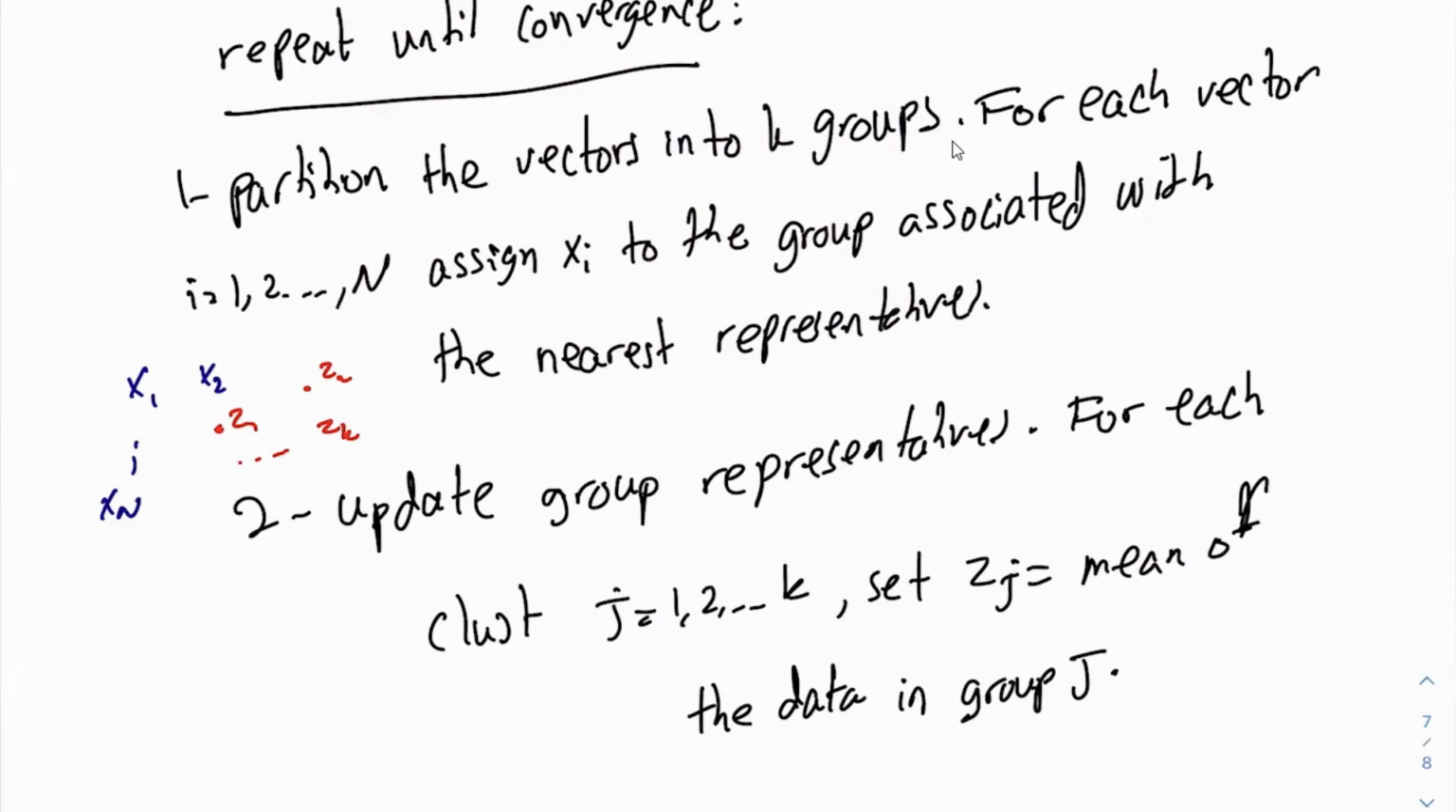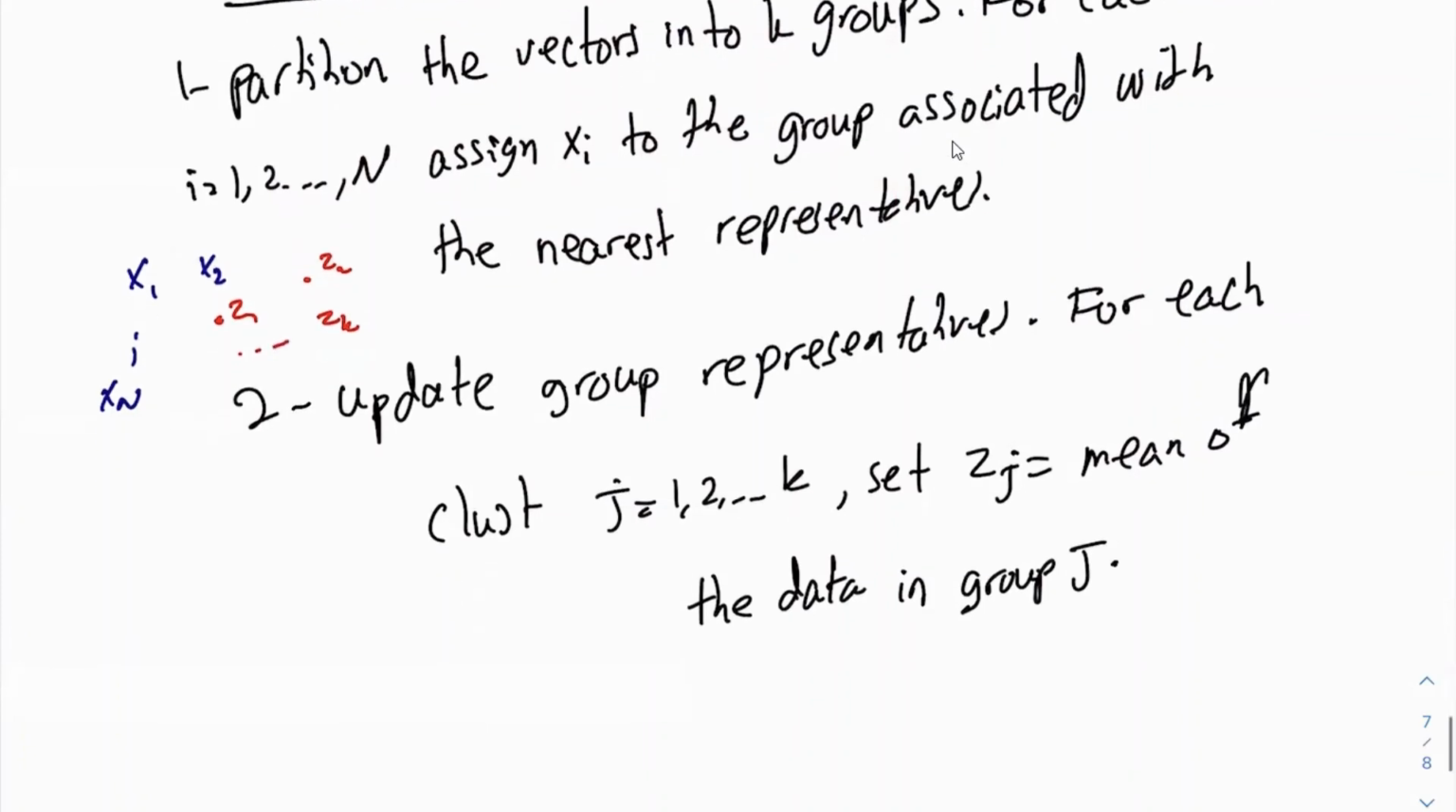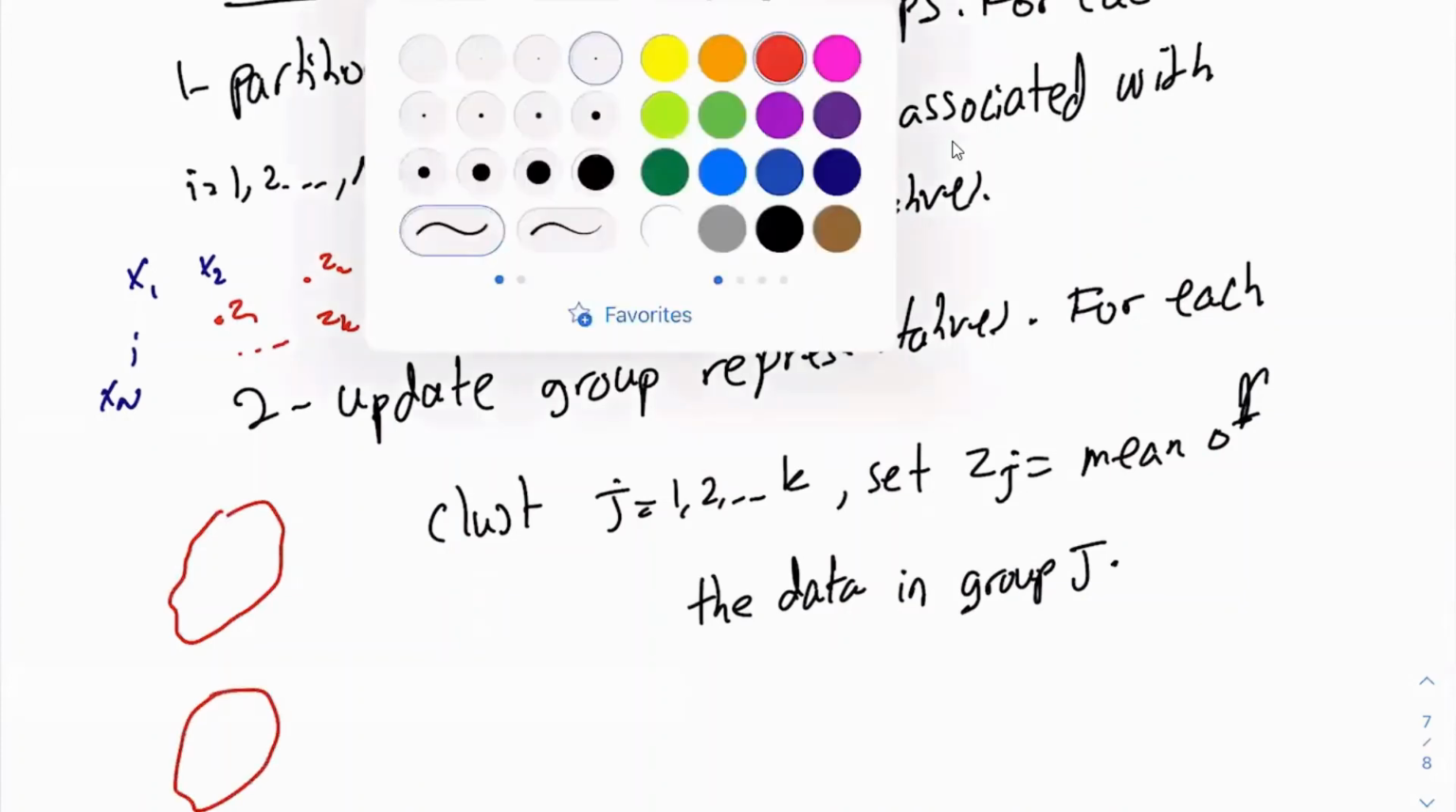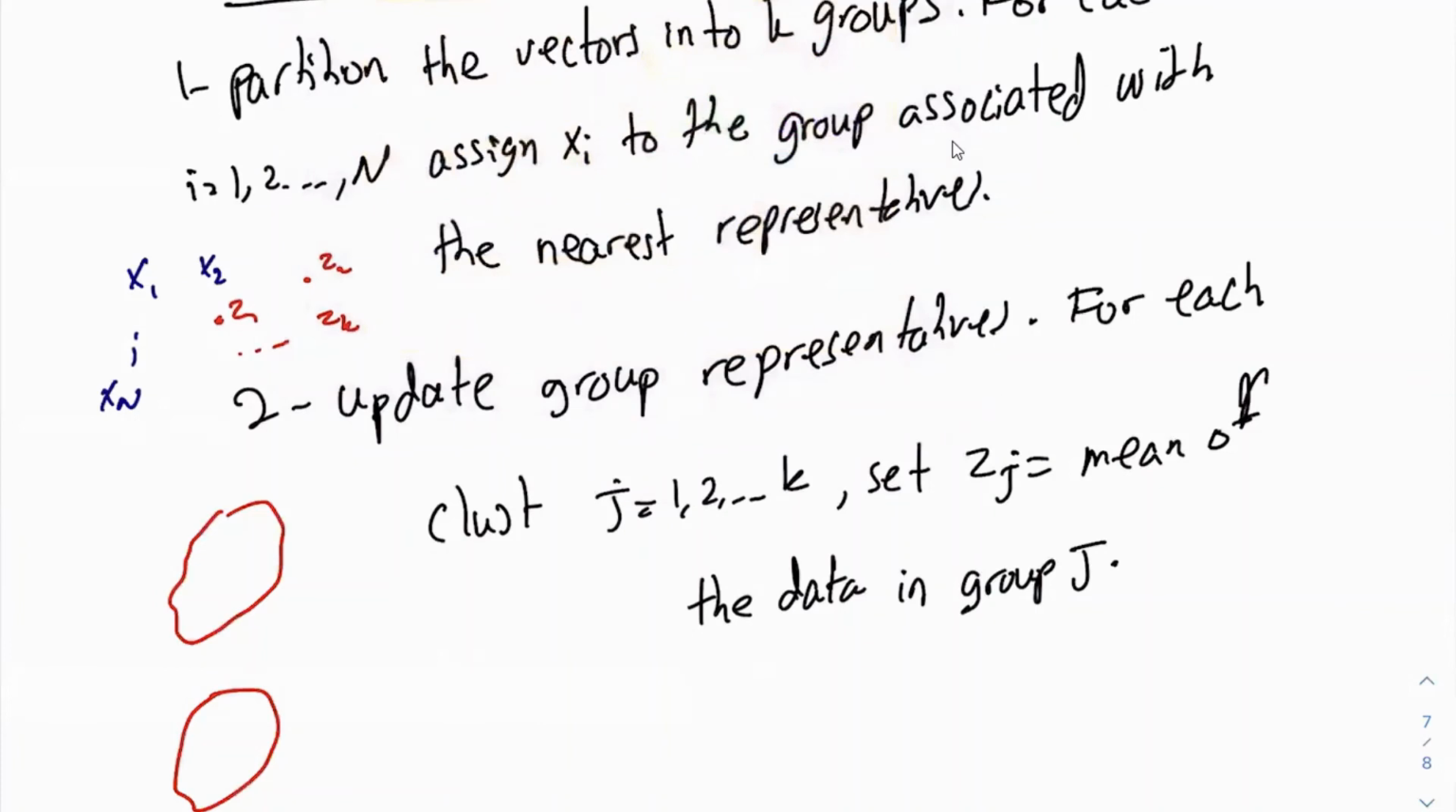Then in the next step, you update the group representatives. So what do you do in the first step? You choose the cluster assignment. Let's say you have 2 clusters for simplicity. This is the random group representative assignment we have. Z1 is random. Based on this random assignment, you get some data points in each cluster.